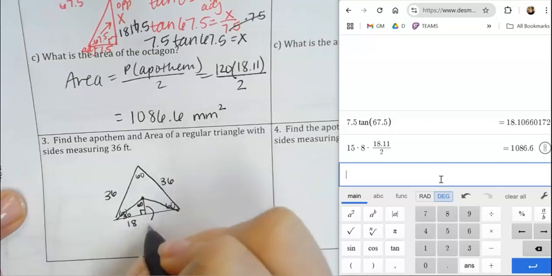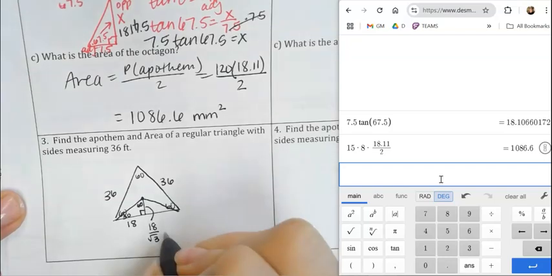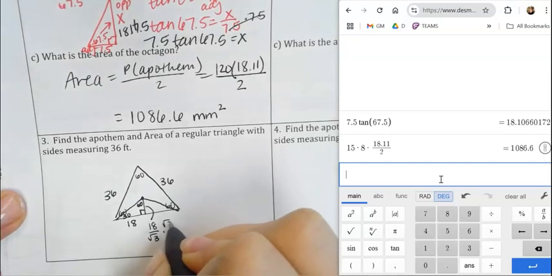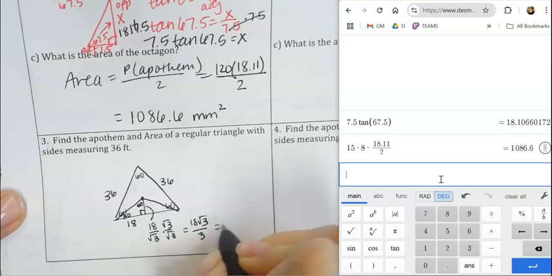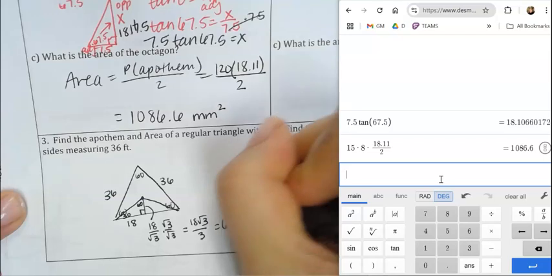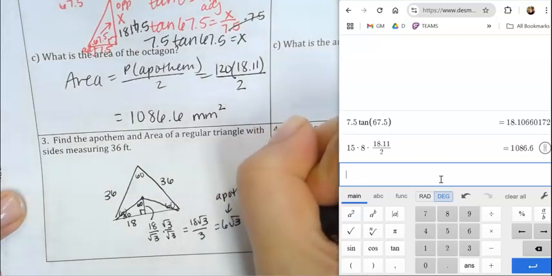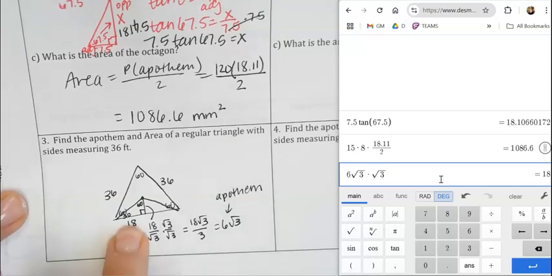So this here is going to be 18 divided by the square root of 3. Now I can multiply the top and the bottom by the square root of 3 so that I get 18 square root of 3 over 3. 18 divided by 3 is 6, so 6 square root of 3 is my apothem. Because if I multiply 6 square root of 3 times the square root of 3, I can see that I get my 18 here.